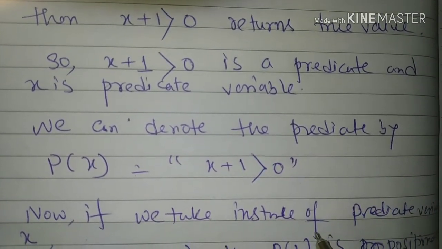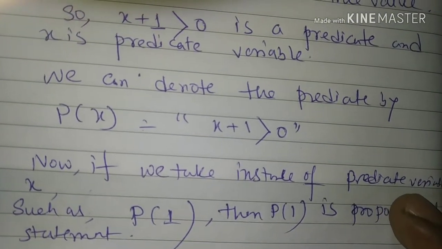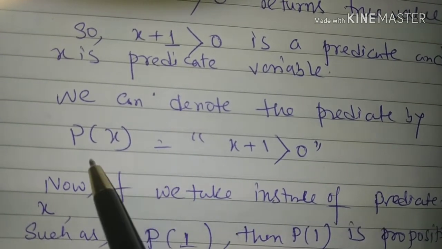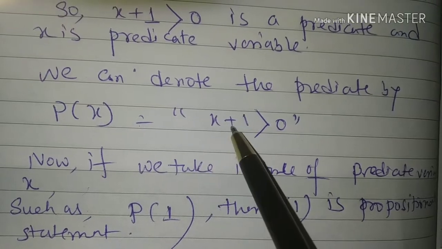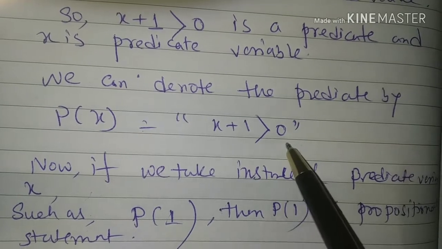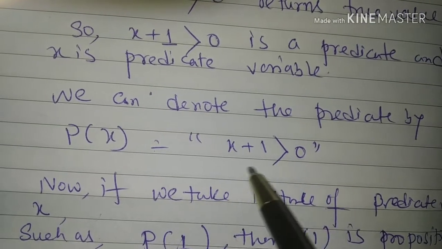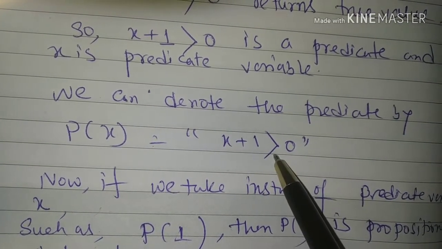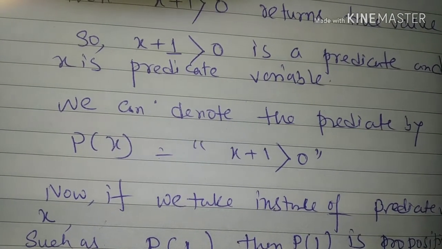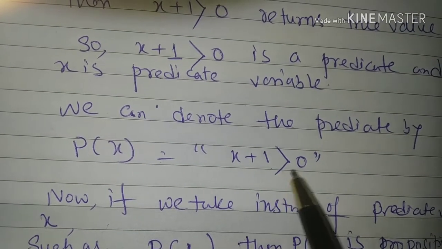Now if we take an instance of the predicate variable x, such as P(1), the instance of P(x) is P(1). If we take x is equal to 1, then P(1) is 1 plus 1 greater than 0, which is 2 greater than 0. So P(1) is a propositional statement. P(x) is not a propositional statement. P(x) is a predicate, but P(1) is a propositional statement, because we can say whether P(1) is true or false, but we cannot say whether P(x) will be true or false.